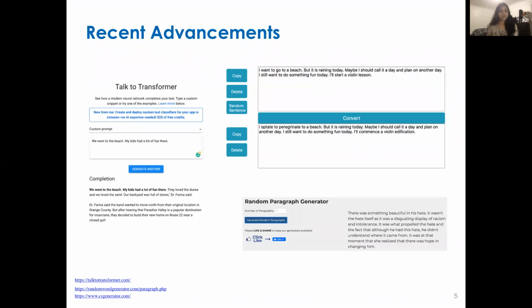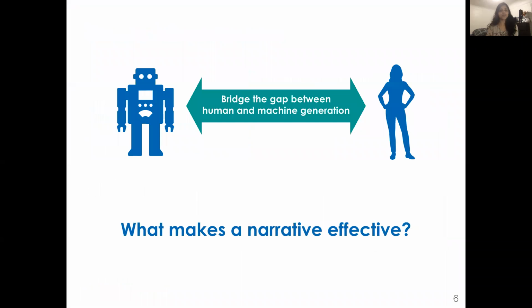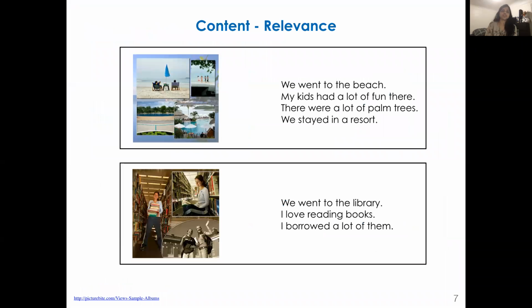With some of the recent advancements in generating text, we are moving now towards making them more natural and human-like. We address one of the properties that bridges the gap between human and machine generation, thereby making it effective in this particular piece of work. While there are other properties such as surface form realization and structure, I'm not going to talk about those specific properties, but I'm going to focus on the property of content in this talk.